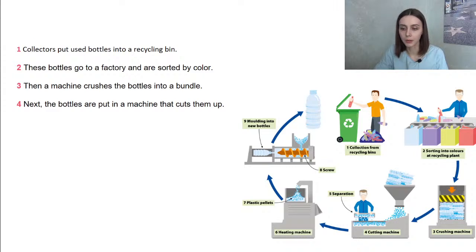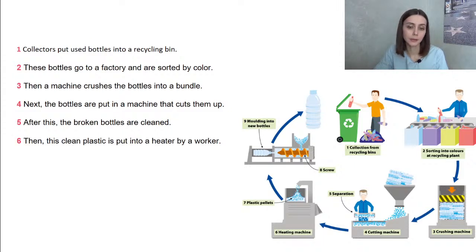Then we have separation and heating machine. Then we see plastic pellets. So number 5, after this, the broken bottles are cleaned. Number 6, then this clean plastic is put into a heater by a worker. As you can see, there is lots of passive here. So passive voice is very common for describing a process as well as natural. So we have here man-made, and natural works in a similar way.